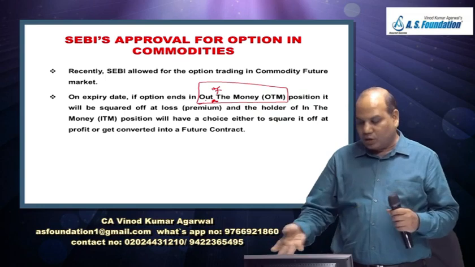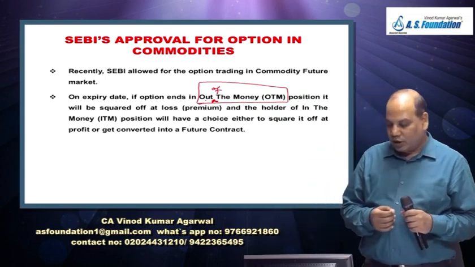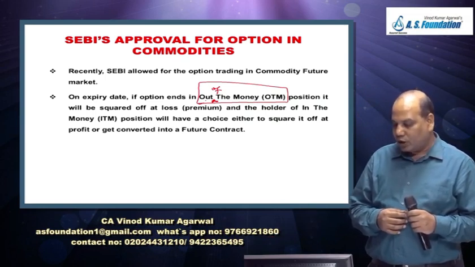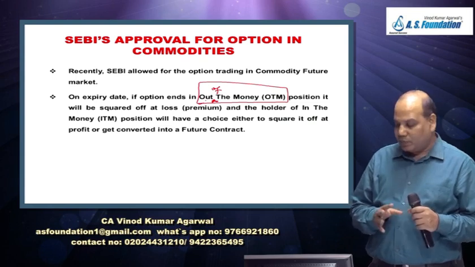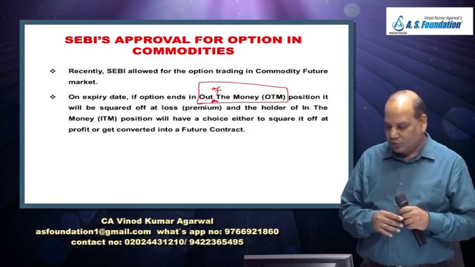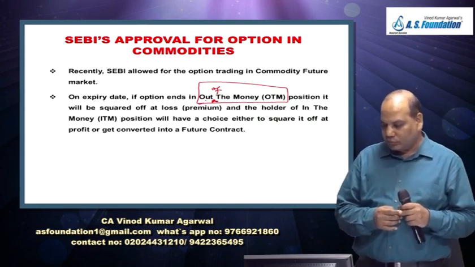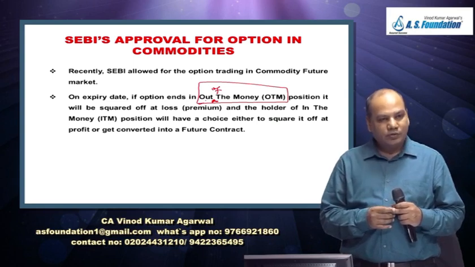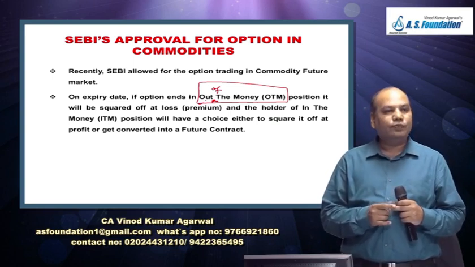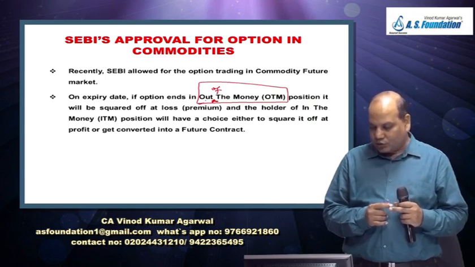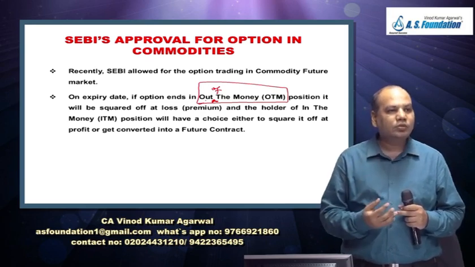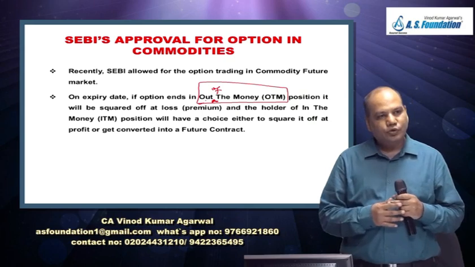So unless you know out of the money, you can't read this sentence. I'll read again. On expiry, if the option ends in out of the money, it will lapse. It will be squared off at a loss. So whatever premium you have paid is the loss, and the holder of an in the money position will have a choice either to square it off at profit or get it converted into a future contract. In case of in the money, either you take the profit or convert it into a future contract.